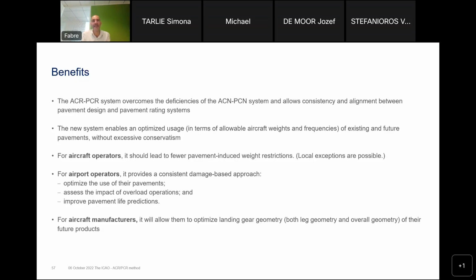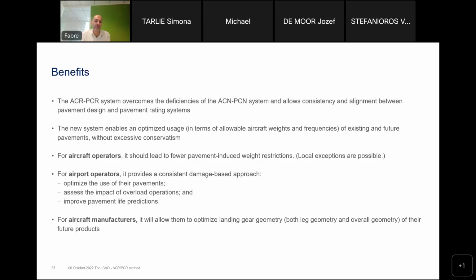So in that case, it was really inconsistent to evaluate the pavement with the early design method, while the pavement was not designed with a rational method. So the new system will enable an optimized usage in terms of allowable aircraft weight and frequency of the existing and future pavement without excessive conservatism compared to the ACN-PCN system, except if the design parameters used for the PCR procedures are not adequately determined and evaluated.